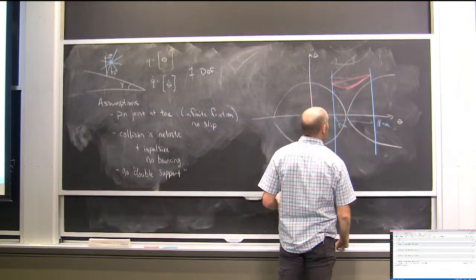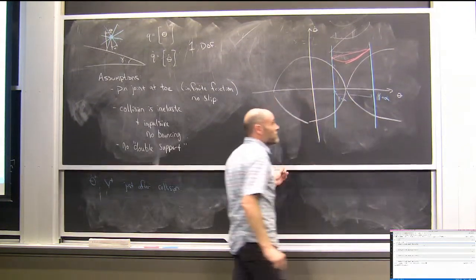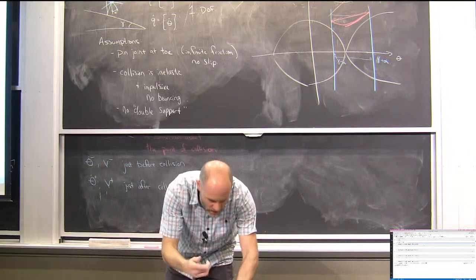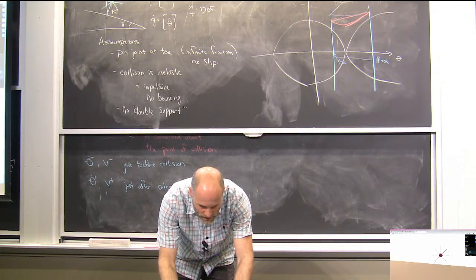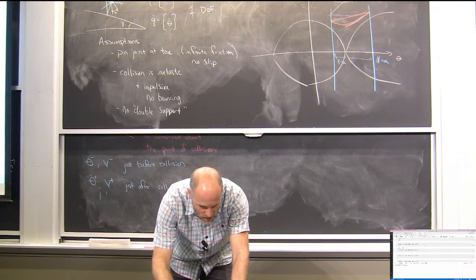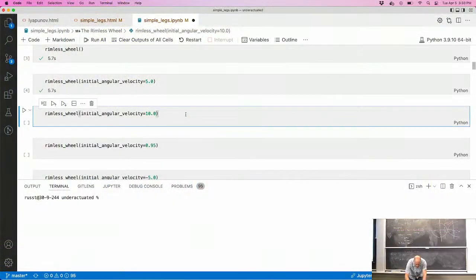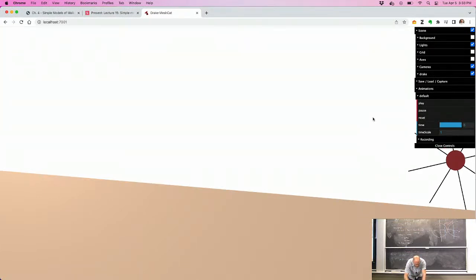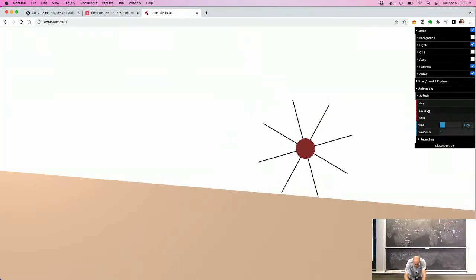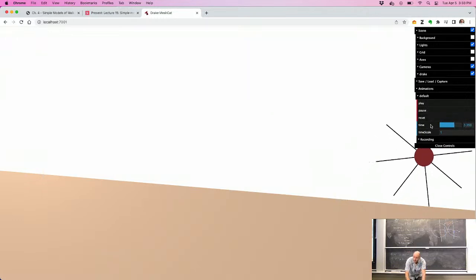But we're going to see that even from a large initial angular velocity, like 5, which is not super large, I'll do a 10, that's faster, it slows down very quickly to the same stable limit cycle.